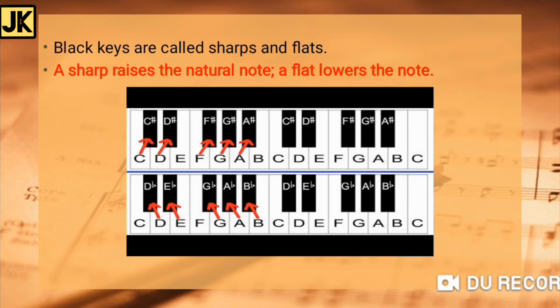Similarly, the black key between D and E can be named either D sharp or E flat. Between E and F, there are no black keys. Yet, if you go a half step above E, you will land on F. So F is nothing but an E sharp. Similarly, when you come down a half step from F, you will land on E, which is nothing but F flat. Try to name other notes by yourself. Remember, if you go up a half step, you call it a sharp. If you come down a half step, you call it a flat.